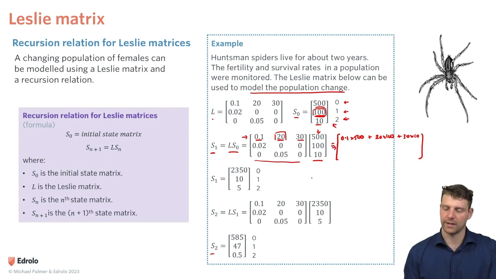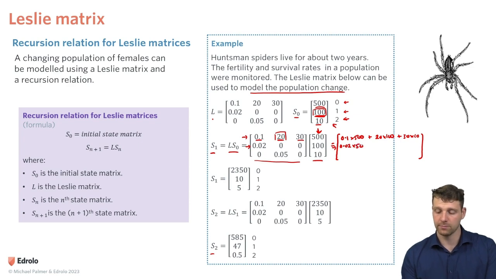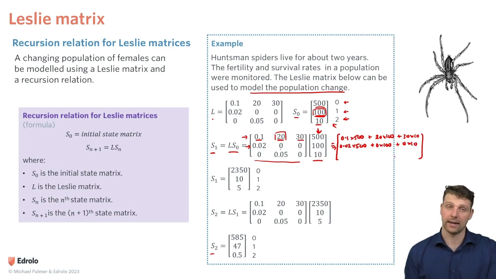To get the next entry in row 2, column 1, I need to multiply row 2 by column 1. So I get 0.02 times 500, plus 0 times 100, plus 0 times 10. And for the final entry in S1, we need to do row 3 by column 1. So that's 0 times 500 plus 0.05 times 100 plus 0 times 10.